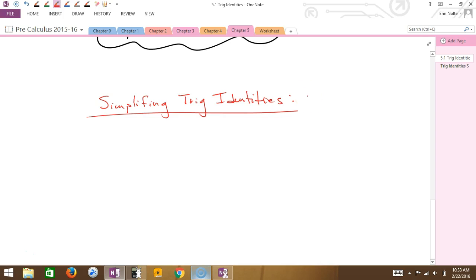Okay, so this is going to be simplifying trig identities. Basically what you're going to be given is some kind of a statement, and you have to simplify it into more than likely one trig identity.